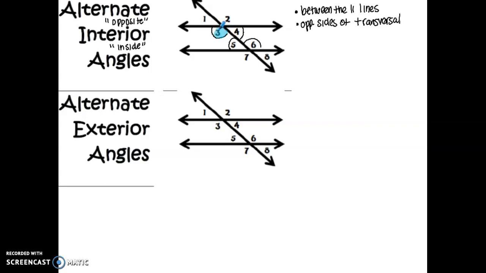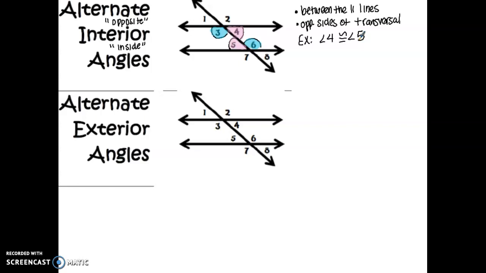So for example, we're talking about angle 3. We take the transversal, hop on the other side. The opposite of that angle would be angle 6. So those two are actually congruent. What that means is, let's say angle 3 measures 100 degrees. Angle 6 measures 100 degrees. Same thing for angle 4. It's on the inside. If I hop onto the other side of the transversal, angle 5 is the congruent angle. So an example for the notation here, you could say angle 4 is congruent to angle 5.